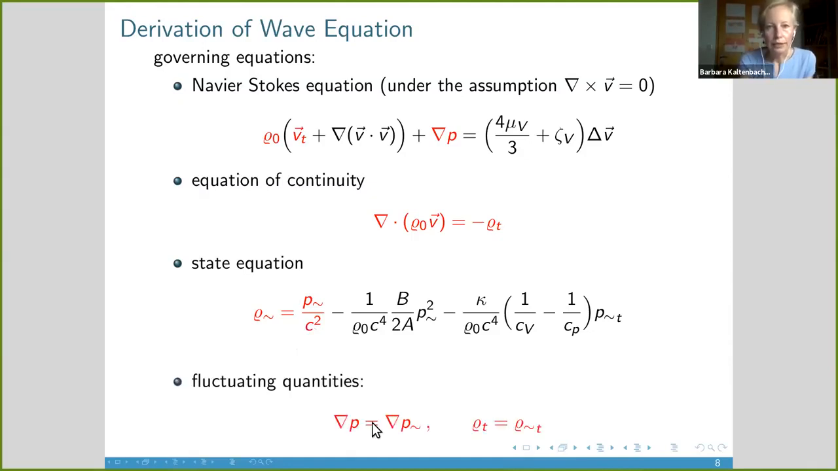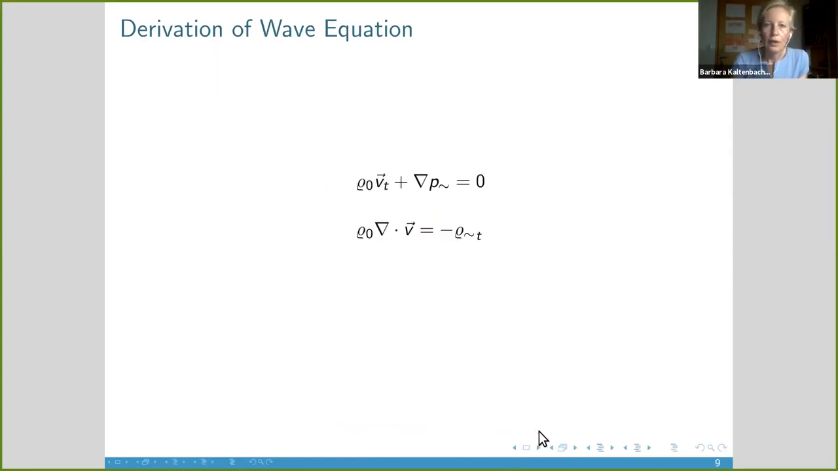Let me recall that for the mean values, for instance, this rho 0 appearing here, any time or space derivative just vanishes. And so this gradient of p is just the gradient of the fluctuating quantity. And likewise, for instance, this rho t is just the time derivative of its fluctuating part. Okay, now I just copy over the linear parts of these balance equations, balance of momentum and balance of mass. And back here, I just plug in the equation of state.